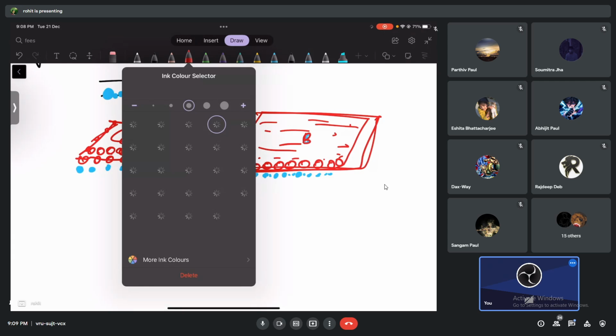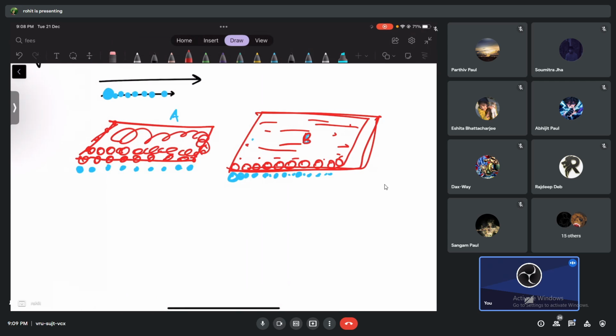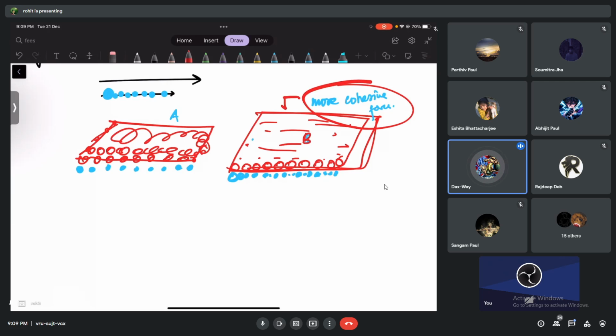Okay, now think and tell me. In which case do you tend to get more cohesive force between the layers, in a layer which has smaller area or a bigger area? More cohesive force total, more attractive force. Which case? Bigger area. Bigger area, yes.